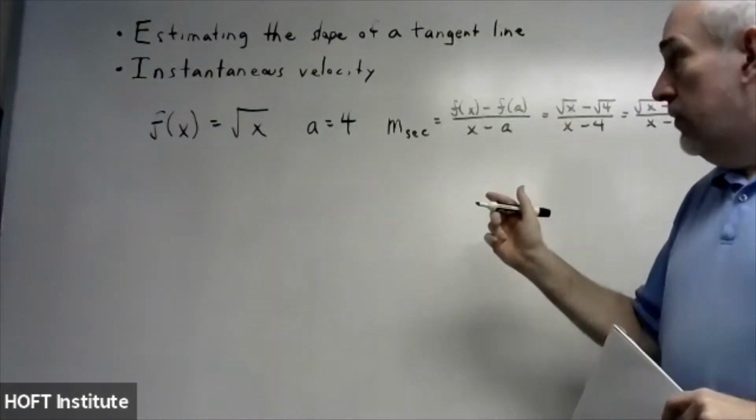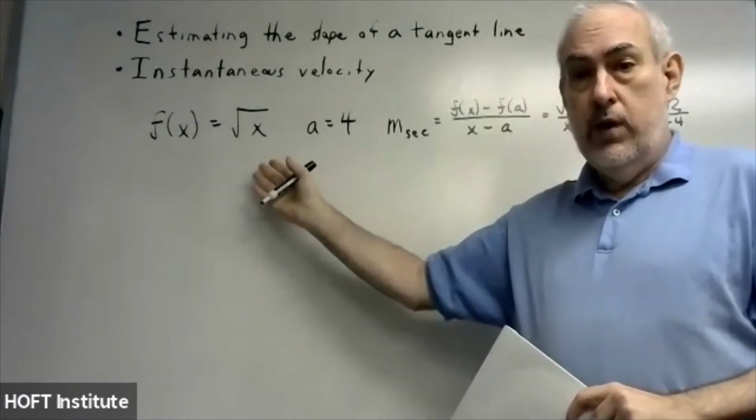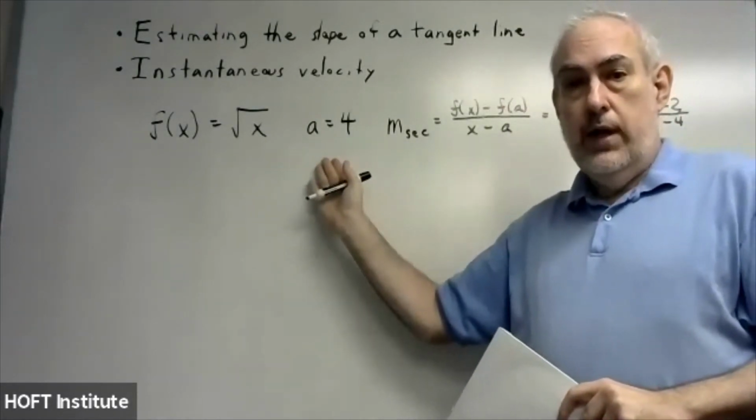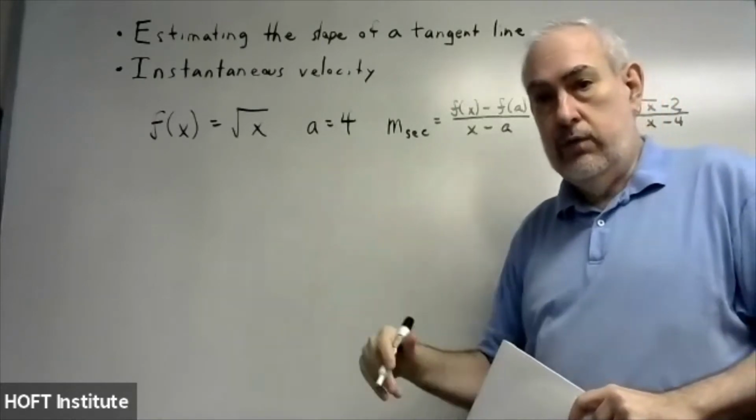Okay, so this is the example I've chosen. f of x is going to be the function square root of x. We're going to try to estimate the slope of the tangent line at 4. So I've chosen a to be 4.